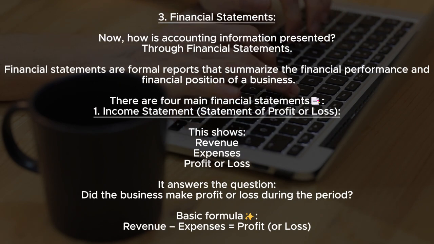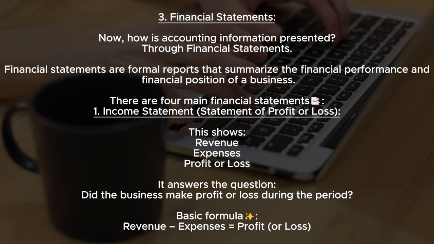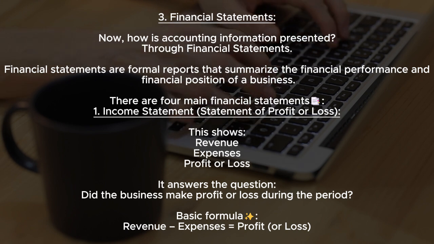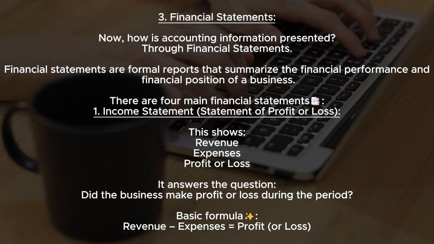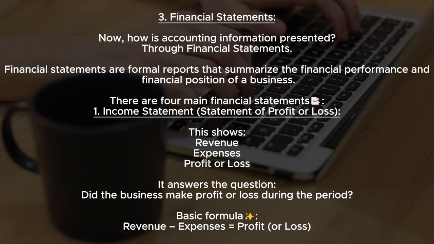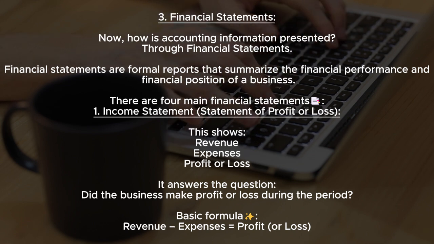3. Financial statements. Now, how is accounting information presented? Through financial statements. Financial statements are formal reports that summarize the financial performance and financial position of a business. There are 4 main financial statements. 1. Income statement, also called statement of profit or loss. This shows revenue, expenses, profit or loss. It answers the question, did the business make profit or loss during the period? Basic formula: revenue minus expenses equals profit or loss.